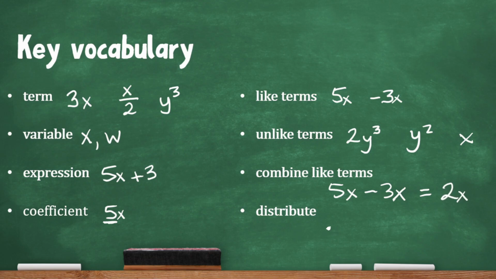And when we distribute, we have to multiply both terms inside the parentheses. So we would have to do 2 times x and 2 times negative 3 here. So when we distribute this, it's 2x minus 6.